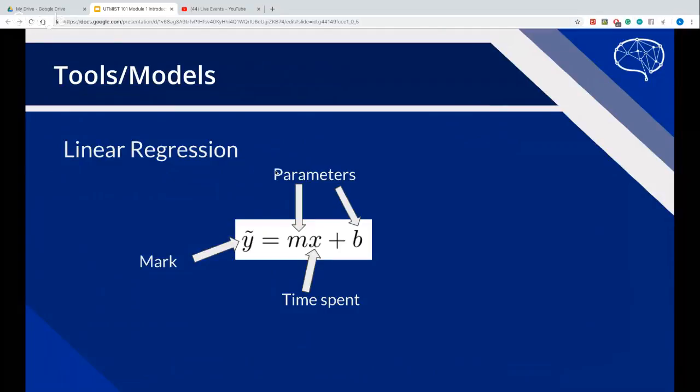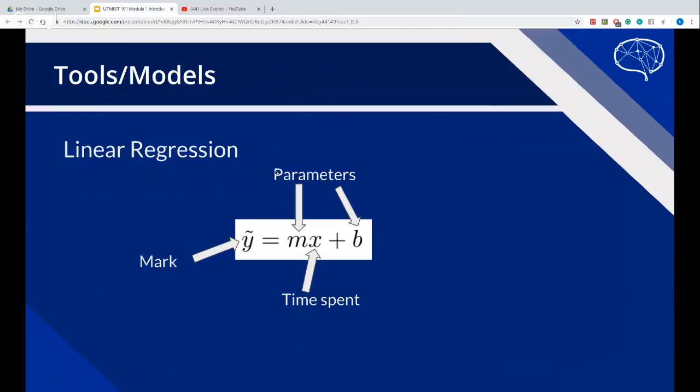What linear regression is, first we have a line y equals mx plus b. Pretty simple, right? High school stuff. So m is the slope here, and b is the y-intercept. So m and b define a line. y here is a mark, x here is a time. So y and x are given, and we just want to find the best m and b for the best line.